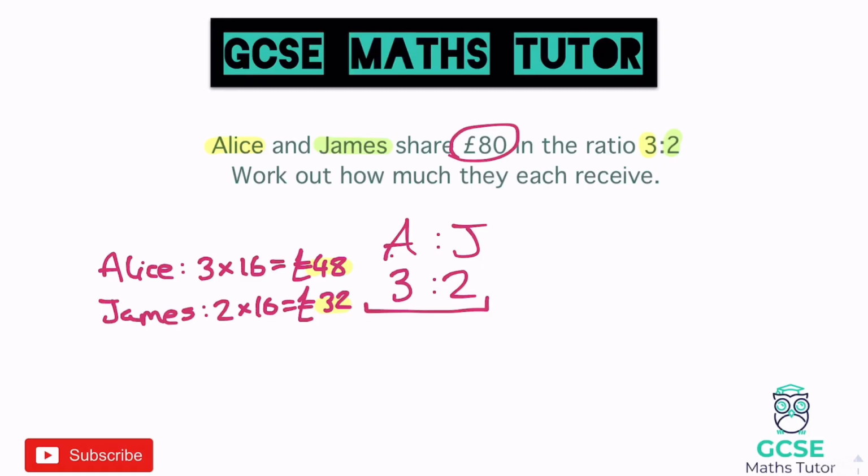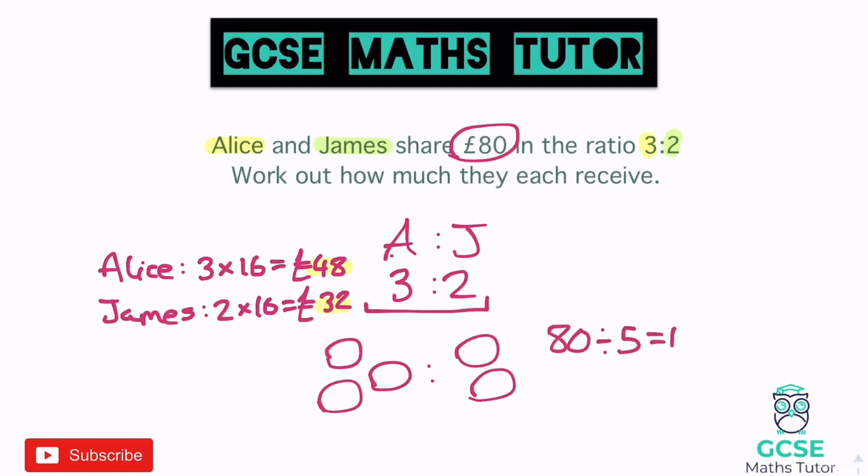If Alice is getting 3, we imagine she's got 3 little piles of money, and James has got 2. We know that £80 has to be split between those 5 piles, so we can do 80 divided by 5. It's a very similar process, gives us 16, and then you can fill in each of those little piles of money with 16s. Then just count them up. So Alice is getting 3 of them, and those 3 are worth 48.